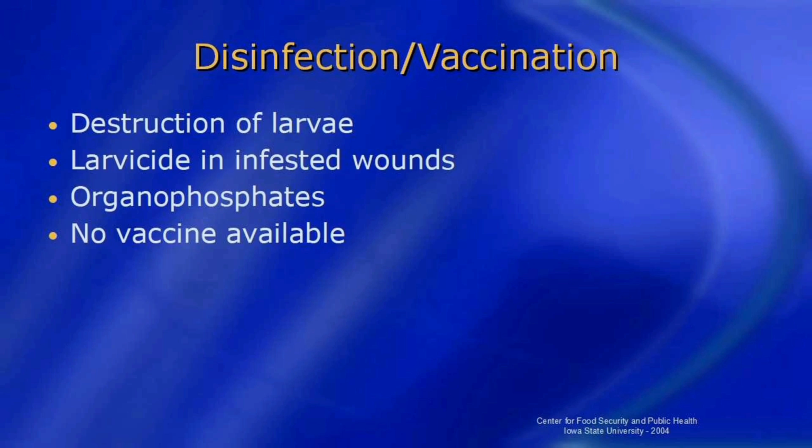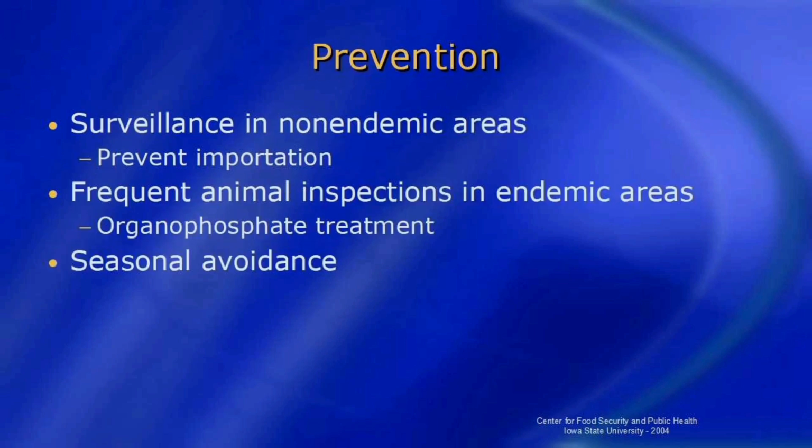Organophosphate insecticides are effective against newly hatched larvae, immature larvae, and adult flies. These can be applied by dipping or spraying methods. No vaccine is available. In non-endemic areas, surveillance of all imported animals is necessary to prevent the entrance of screwworms. If screwworm is endemic, the animals should be checked frequently to discover and treat the cases.